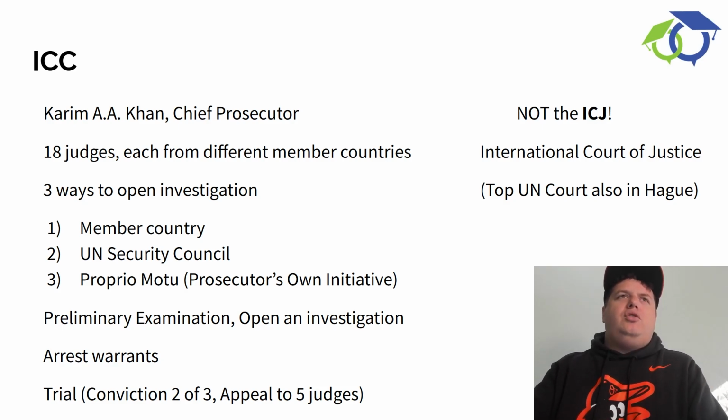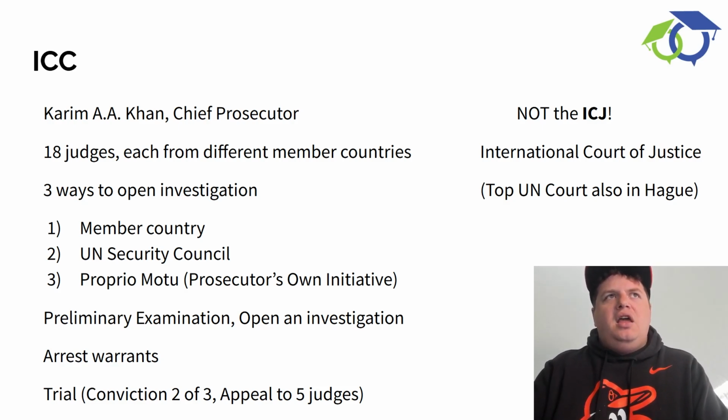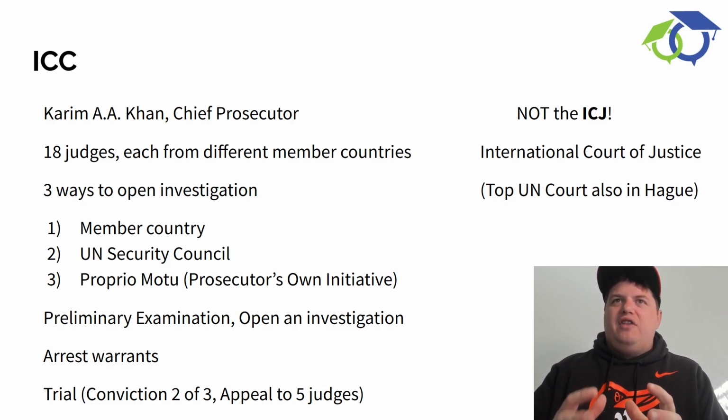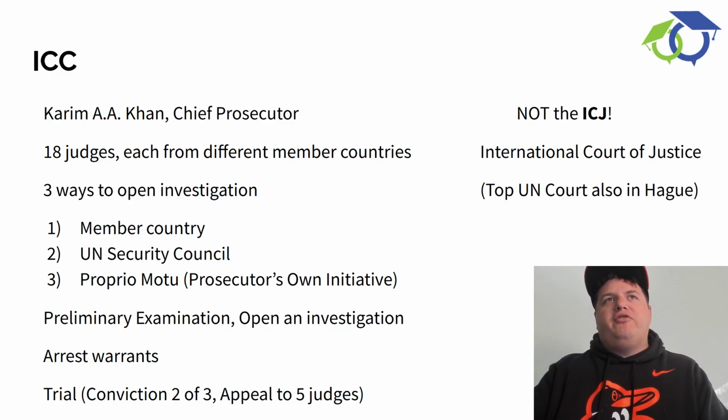Some logistical notes. The chief prosecutor of the ICC is Karim Khan. There are 18 different judges that compose this court. They're all from different member countries, and there are 3 ways that a person can be investigated. They can be investigated by a member country referring them, by the United Nations Security Council, and by the prosecutor's own initiative, by the chief prosecutor saying we should investigate this of their own will, and that is called proprio motu.